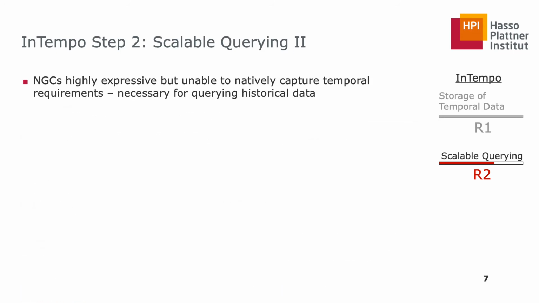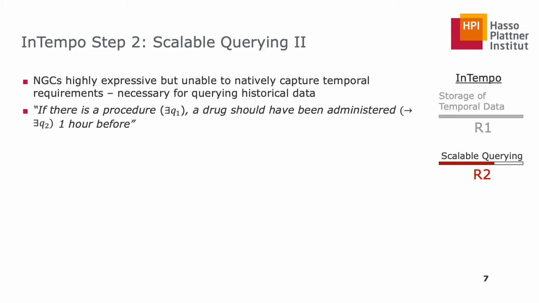NGCs, nested graph conditions, are highly expressive, but unable to natively capture temporal requirements, which is necessary for the second requirement of our research objective, that is, querying historical data. For the example we mentioned before, if there is a procedure, a drug should have been administered 1 hour before. The structural requirements, if there is a procedure and a drug should have been administered, can be captured by nested graph conditions, as we showed before with the implication. However, the temporal requirement, 1 hour before, cannot be natively captured.